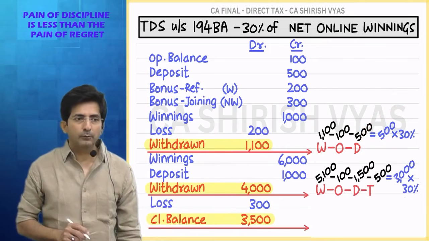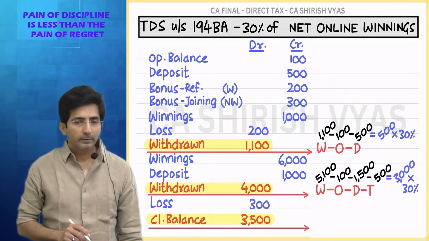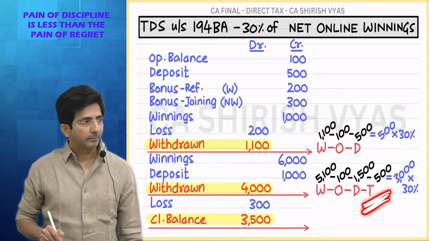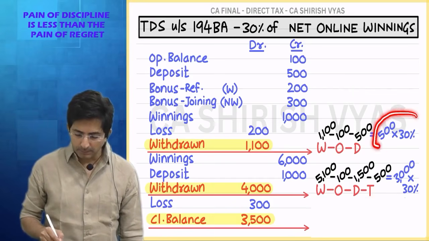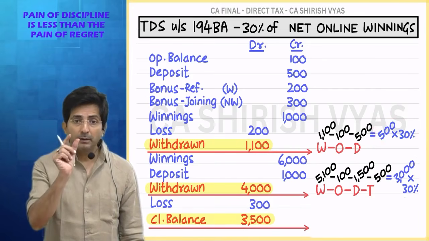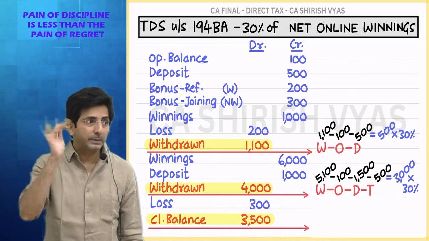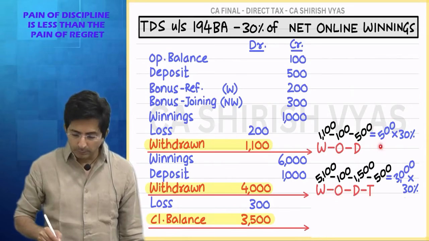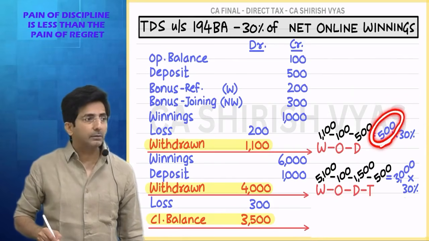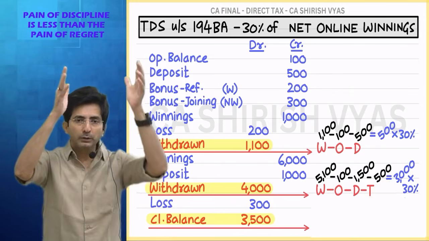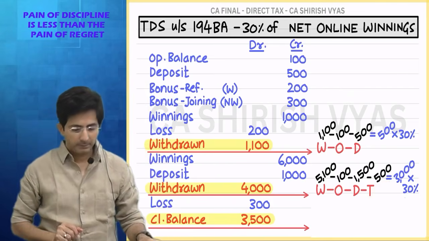Here also the Act has given the formula: WODT. What is this T? Already taxed. In the previous transaction, how much amount was already taxed? Don't look at the TDS amount, but the amount on which TDS has been calculated. This is the calculation of the amount; percentage will apply later. Which amount has already been subjected to TDS? 500. So this you have to subtract. Why do we subtract? Because we are doing the working on a cumulative basis.